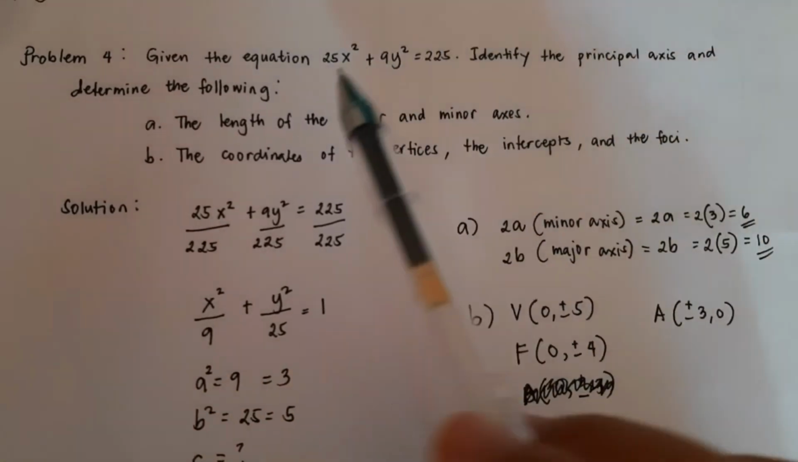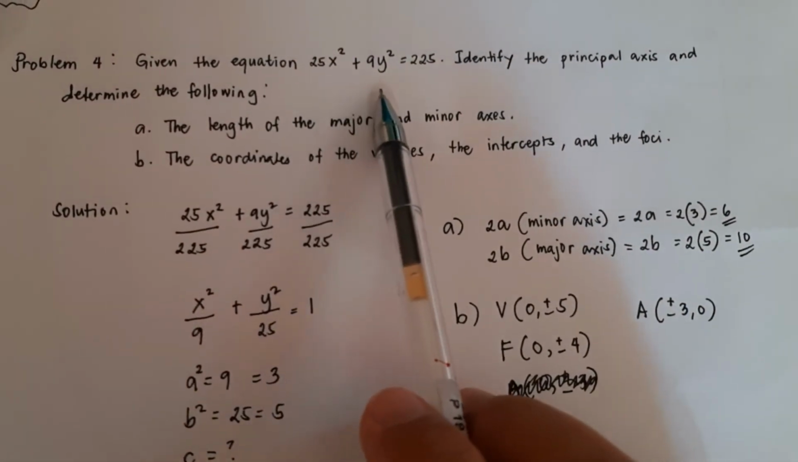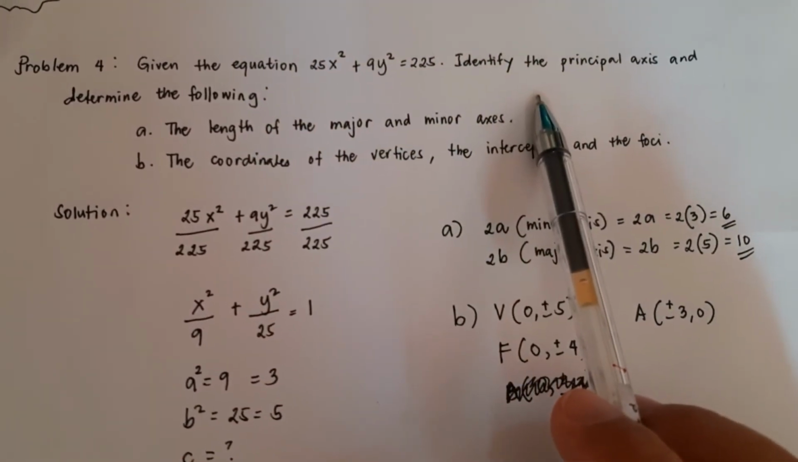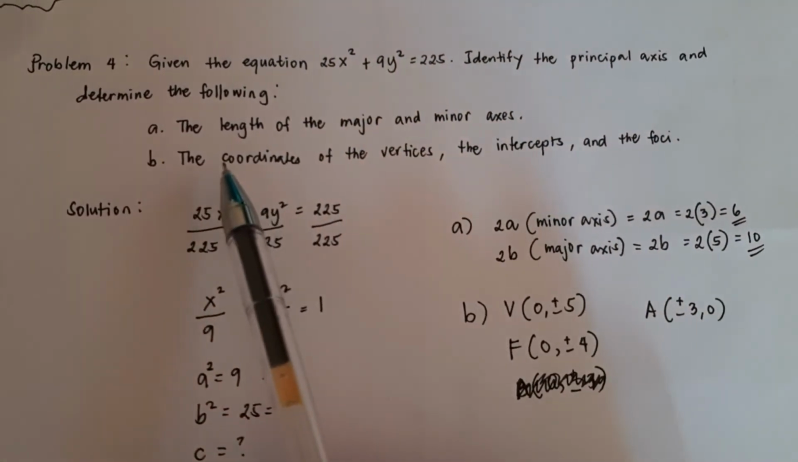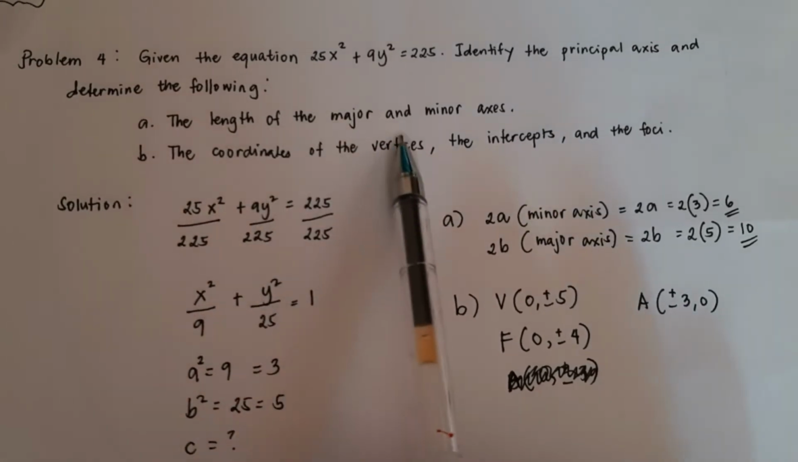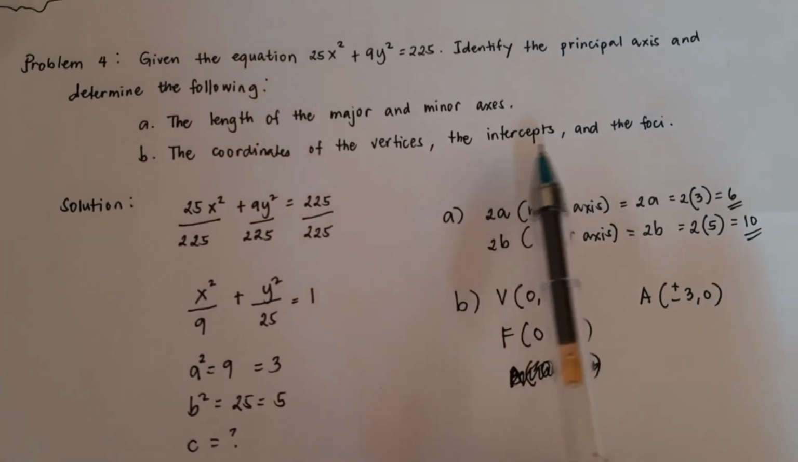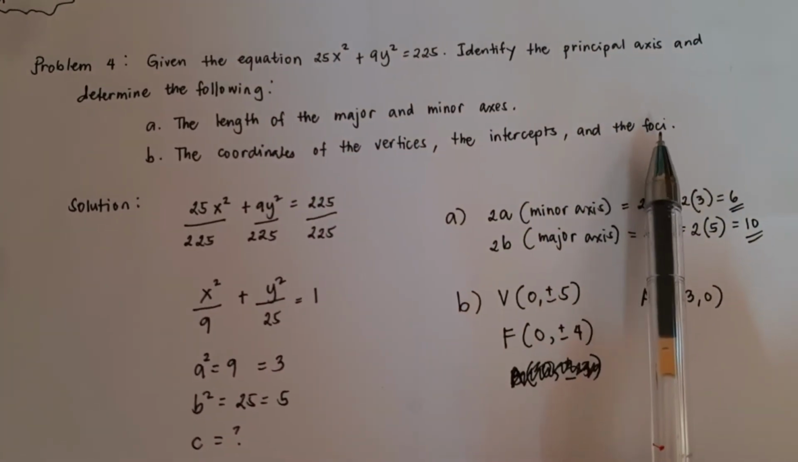Problem number 4. Given the equation, 25x squared plus 9y squared is equal to 225. We're going to identify the principal axis and we're going to determine the following: the length of the major and minor axis, the coordinates of the vertices, the intercepts, and the foci. So, medyo madaming hinahanap dito.